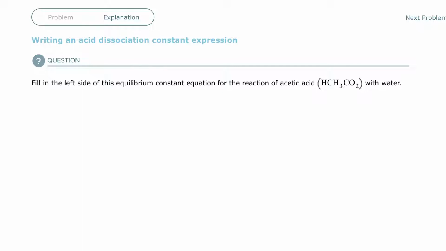So when you have a dissociation constant, what that's doing is showing that you have an acid, you're putting it in water, and then the hydrogen or the cation or the proton is breaking off, and it's leaving the conjugate base in the water. Okay, so first of all, let's go ahead and write the formula of what's actually going on.